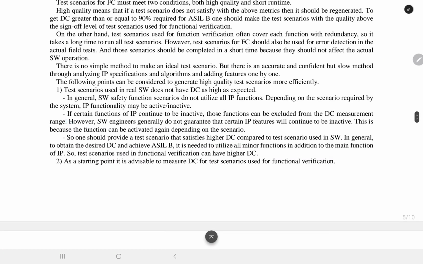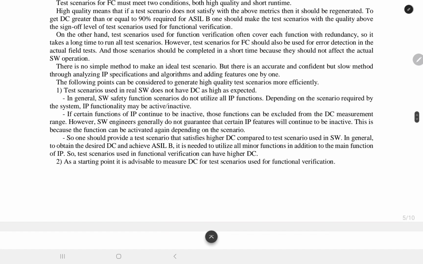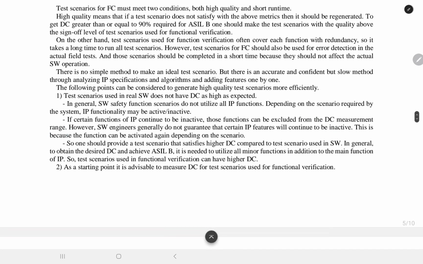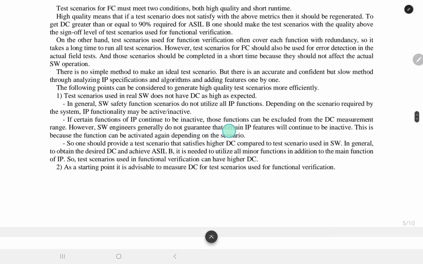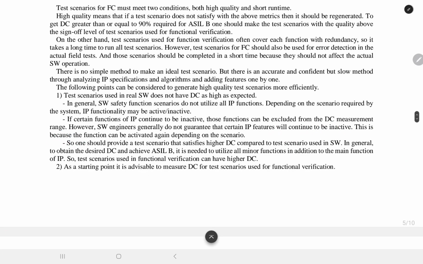If certain functions of the IP continue to be inactive, those functions can be excluded from the diagnostic coverage measurement range. However, software engineers generally do not guarantee the IP features will continue to be inactive. This is because the function can be activated again depending on the scenario.